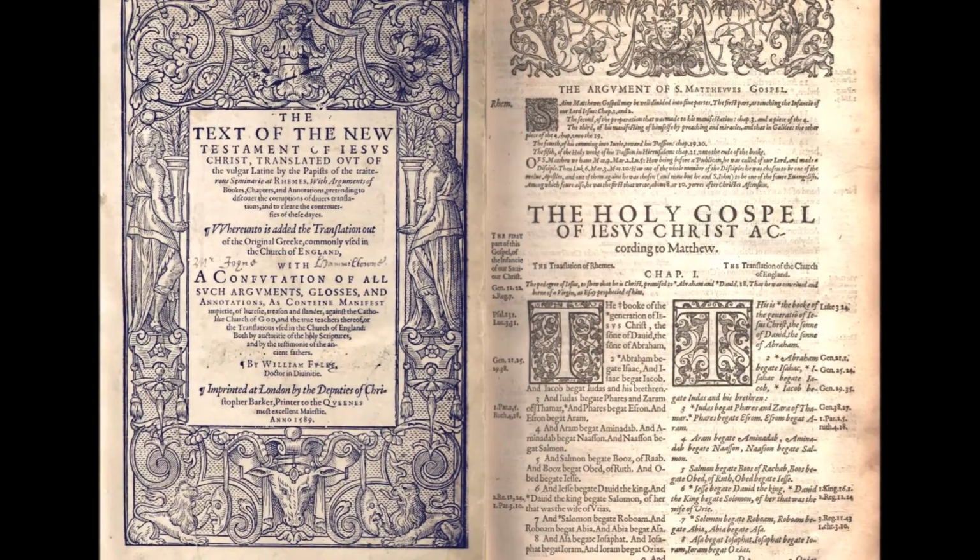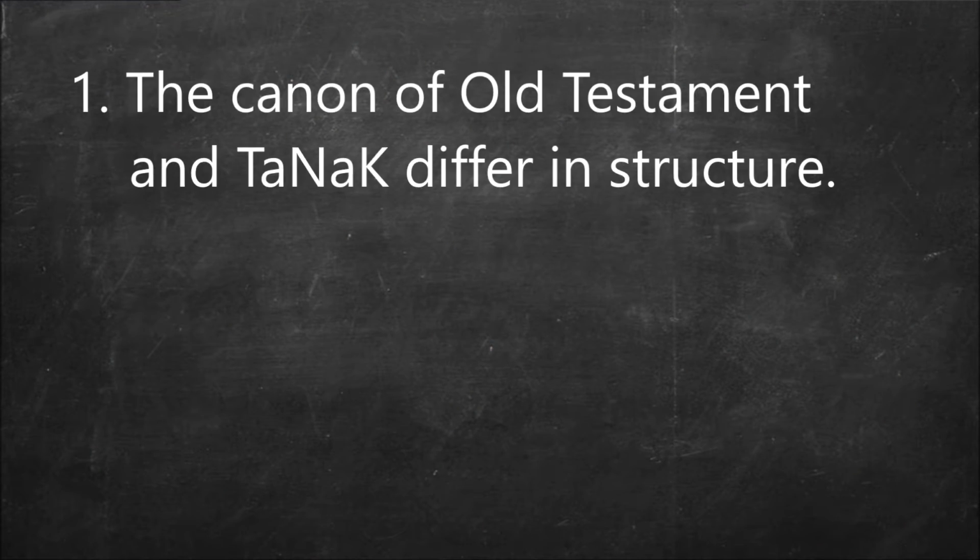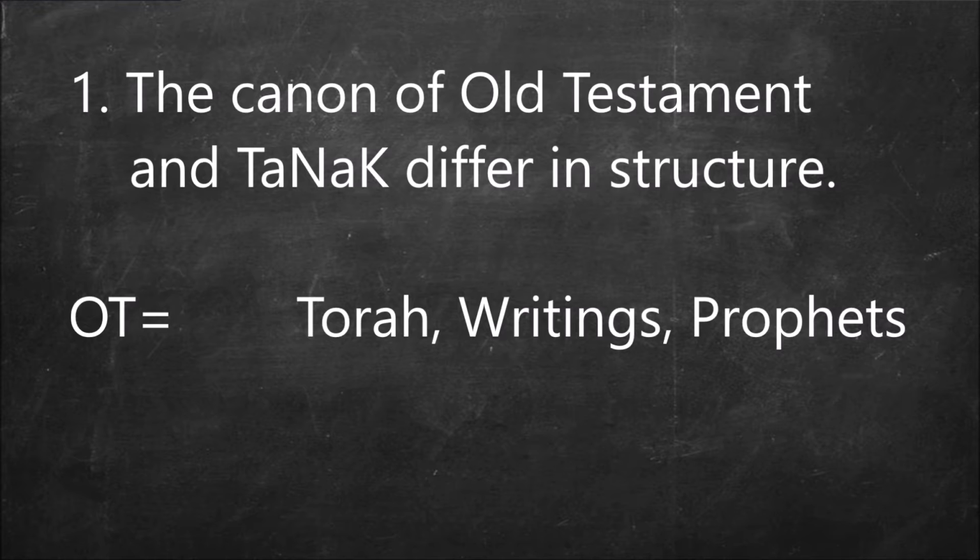So how about the New Testament canon? Well, before jumping into the New Testament, 2 notes on the Old Testament are needed. Now, first, the Christian Bible follows a different structure than that of the TaNaK. So the TaNaK, as you recall, goes Torah, prophets, writings. Well, the Old Testament doesn't follow that structure. It goes Torah, writings, and then prophets.